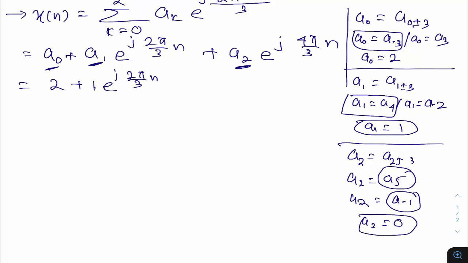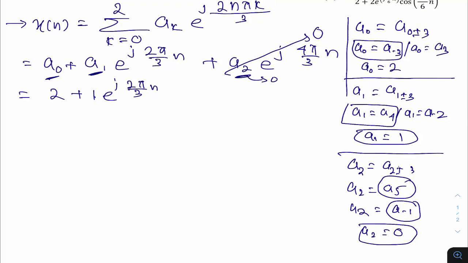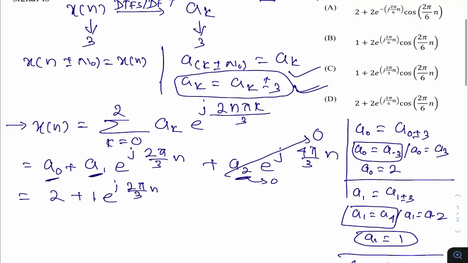So in these equations, we need the a0, a1, a2 values. a0 we got 2, a1 we got 1, and a2 we got 0. So if a2 is 0, this term is completely gone. So we have only this expression: 2 into e raised to power j 2 pi by 3n. But if you see, no option is matching with this.